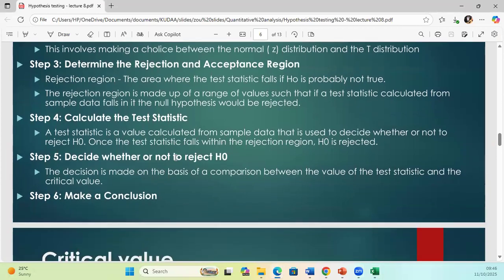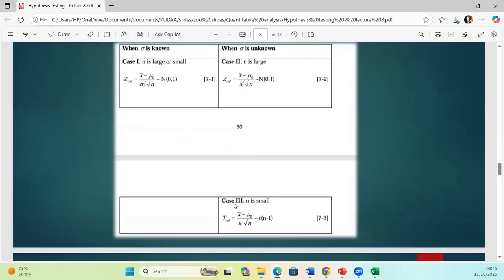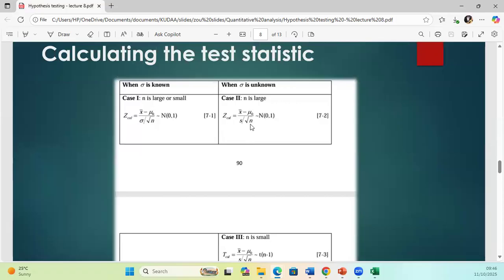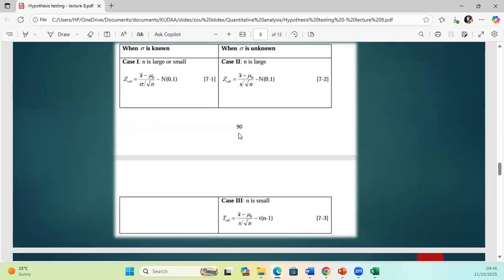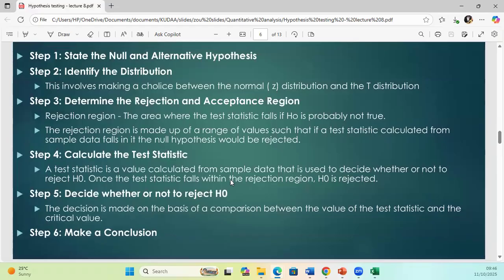So which formulas? They are here. If n is large, we use the first two. If n is small, we use this one. For the normal distribution, case 1 and case 2, we use the first two formulas. They are the same, in fact. The difference is that for the first one we will be given the standard deviation, while the second one uses the sample standard deviation. Then case 3 is for the t distribution. Don't worry, we'll get there. So step number 4 is to calculate the test statistic.